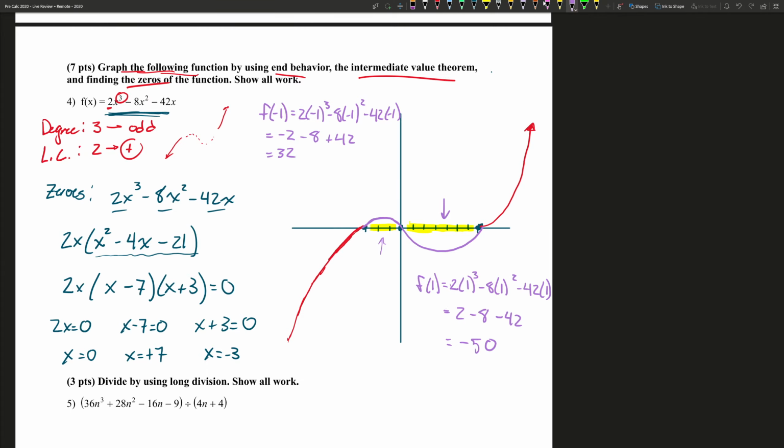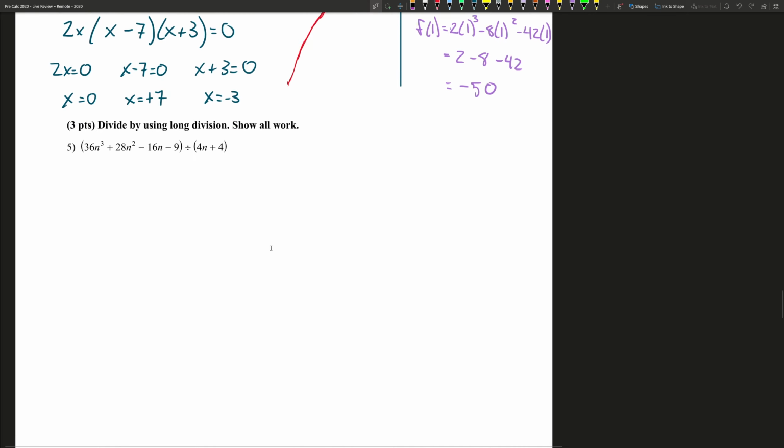So we find the degree and leading coefficient. That tells us what happens on the far left and the far right. Then we find the zeros. That tells us where our graph hits the x-axis. And then we find out what happens in between those zeros, and that's that stuff in purple. Okay, if it's above the x-axis, then it's always going to be above the x-axis between those two zeros. If it's below the x-axis between those two zeros, then it's always going to be. Okay, so that's number 4. All right, and then we can move on to number 3.